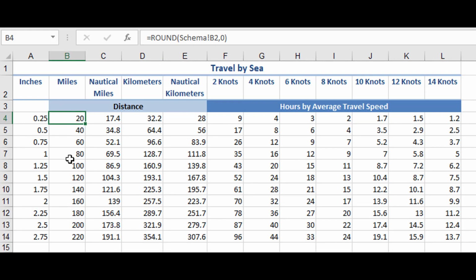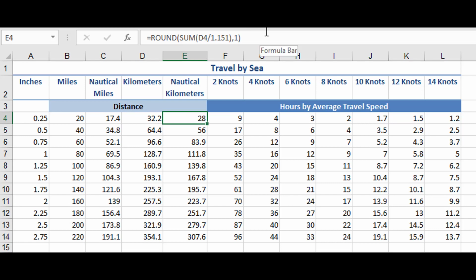So we've got our miles. That's pretty much done for us. Our nautical mile formula is also done for us. This is the formula up here. You basically want to take your miles and divide them by 1.151. And then we also have our formula for the kilometers. And then our next one over is nautical kilometers.